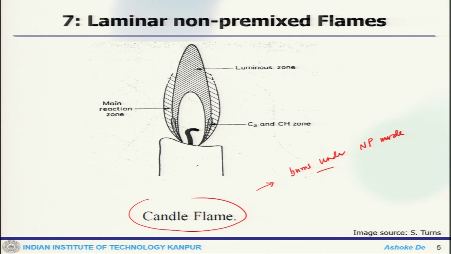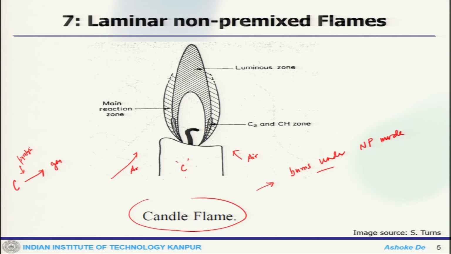Now, here this is the solid candle, which is carbon, and you have air which is coming through, and the solid carbon, through pyrolysis, reaches a gaseous state. This is your pyrolysis process, and the reaction takes place.